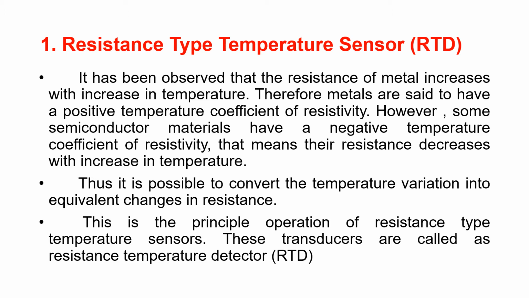Now it has been observed that the resistance of metal increases with the increase in temperature. Therefore, metals are said to have a positive temperature coefficient of resistivity. What is meant by positive temperature coefficient or PTC? If the temperature of the metal increases, then its resistance will increase. Means temperature and resistance are directly proportional to each other. That indicates the positive temperature coefficient of resistivity.